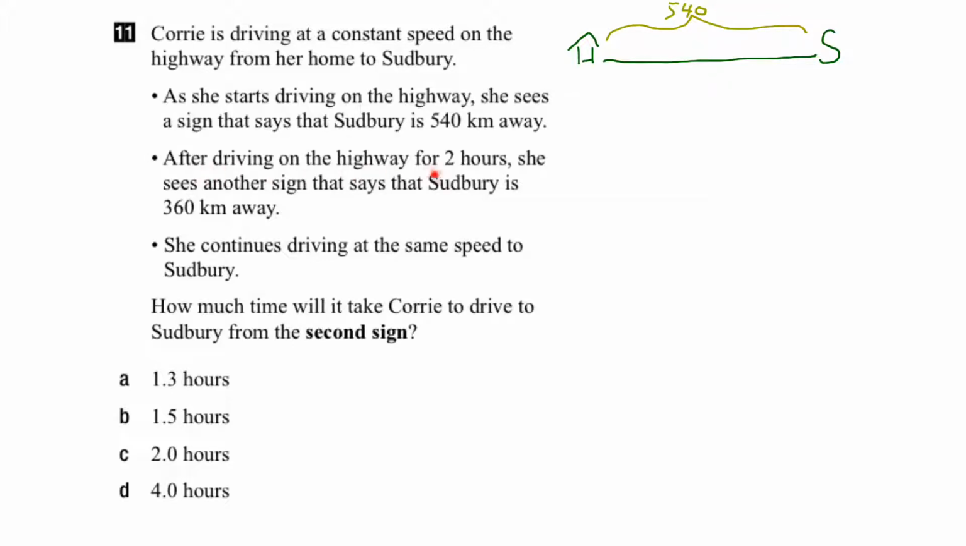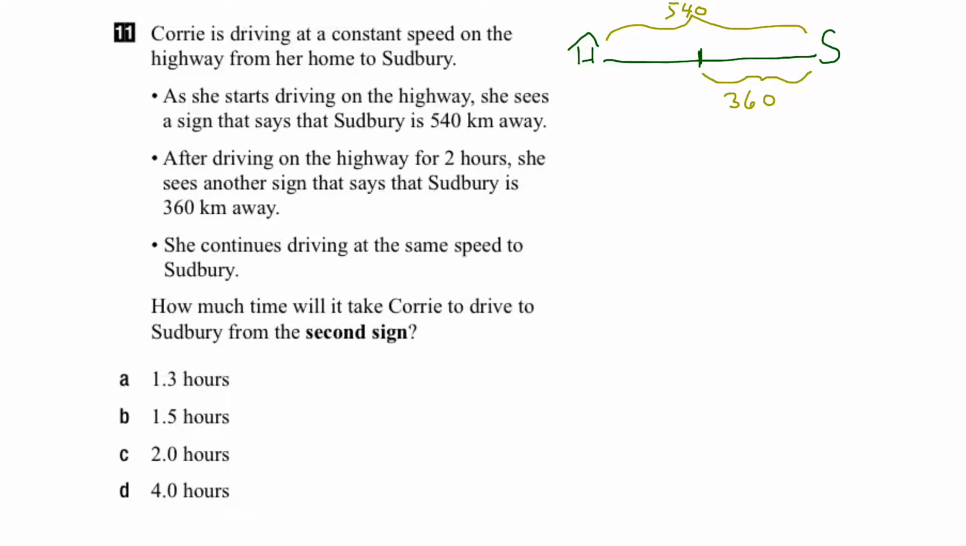Next, she drives for 2 hours, and she sees there's another sign that says that Sudbury is 360 kilometers away. Okay, so let's put that sign here, and that tells us that from that sign to Sudbury is 360 kilometers. Then we're told that she continues driving at the same speed, that constant speed, and then we have to determine how much time it will take for Corey to drive to Sudbury from the second sign, from here to here.